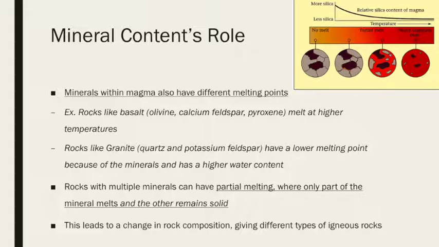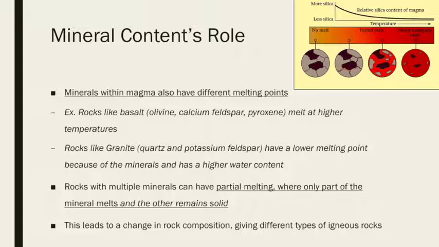Minerals within the magma also have different melting points. So remember, the melting point changes based on temperature, pressure, water content, but you also have this change depending on the specific minerals inside of these rocks or within the magma. So for example, rocks like basalt are going to melt at higher temperatures, whereas rocks like granite that have different minerals in it are going to melt at a lower temperature.